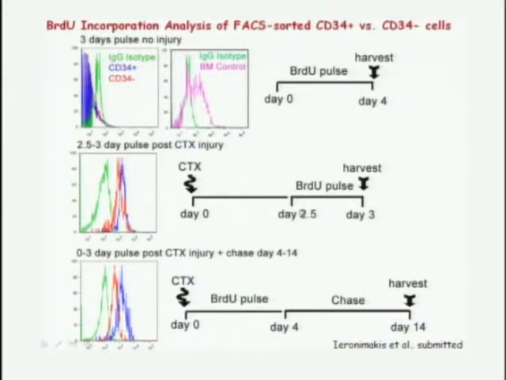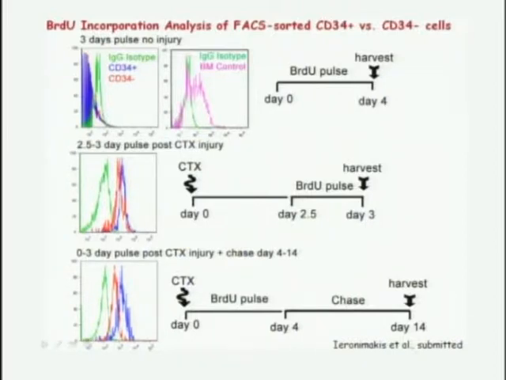We gave BrdU at the peak of proliferation. Studies have shown that the peak of proliferation after cardiotoxin injury in the muscle is from day 2.5 to day 3. We gave BrdU for 12 hours, harvested the tissue and analyzed it, and we noticed that the two populations, CD34 positive in blue and CD34 negative in red, were able to take up very high levels of BrdU. So they were actively proliferating, which is what is expected of the stem cells after injury.